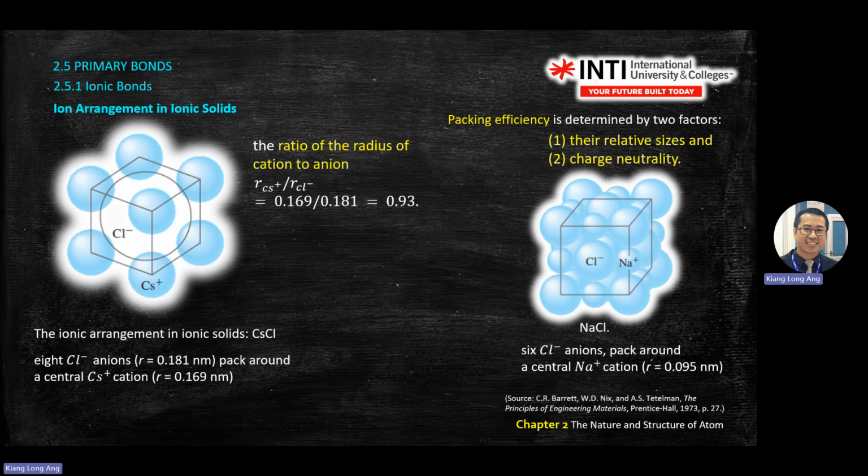There's an equation where we take the ratio of positive to negative. So you take the positive radius divided by the negative radius. Okay, positive at the top, negative below, you get 0.93. So this one is NaCl. Na is 0.95 divided by 0.181, you get 0.5. Okay.